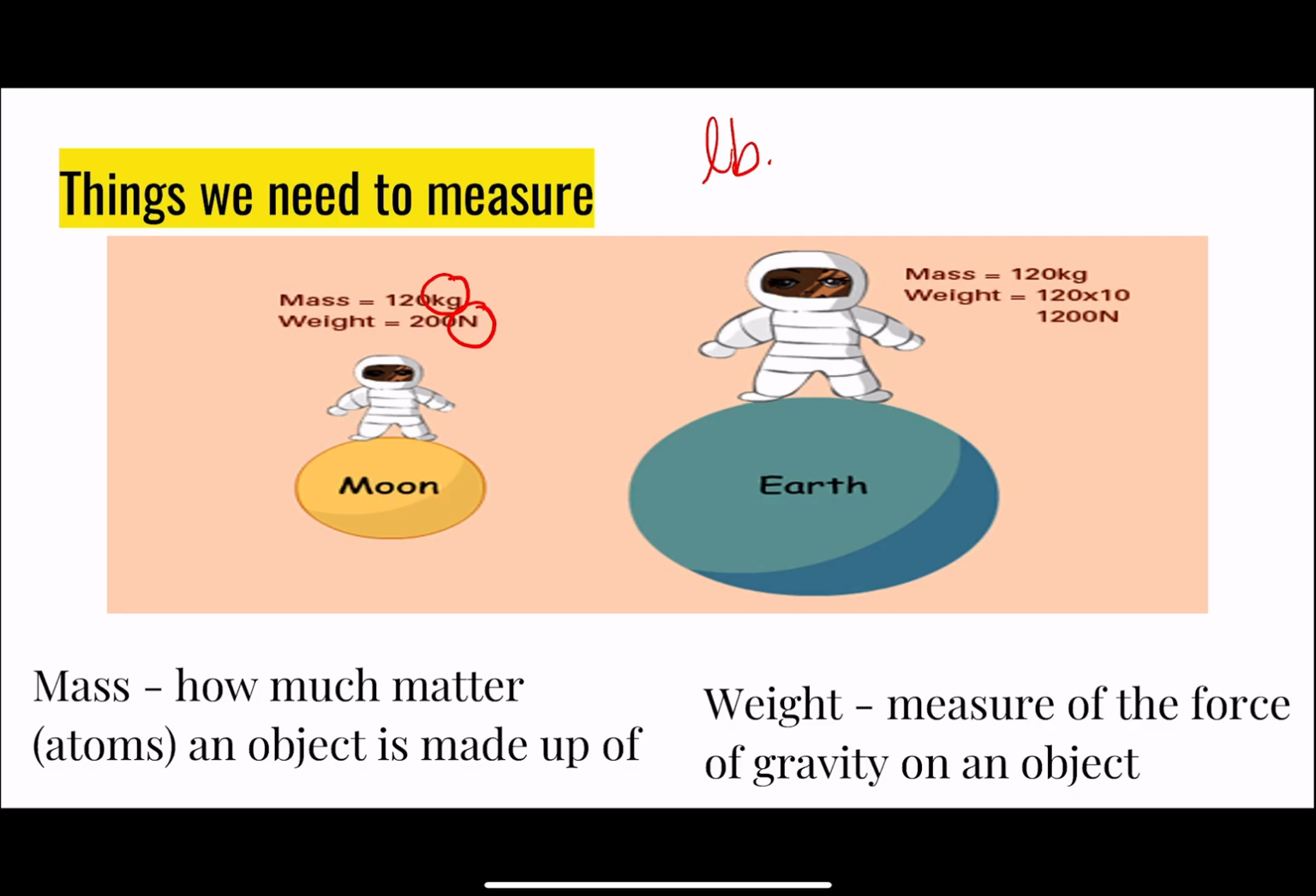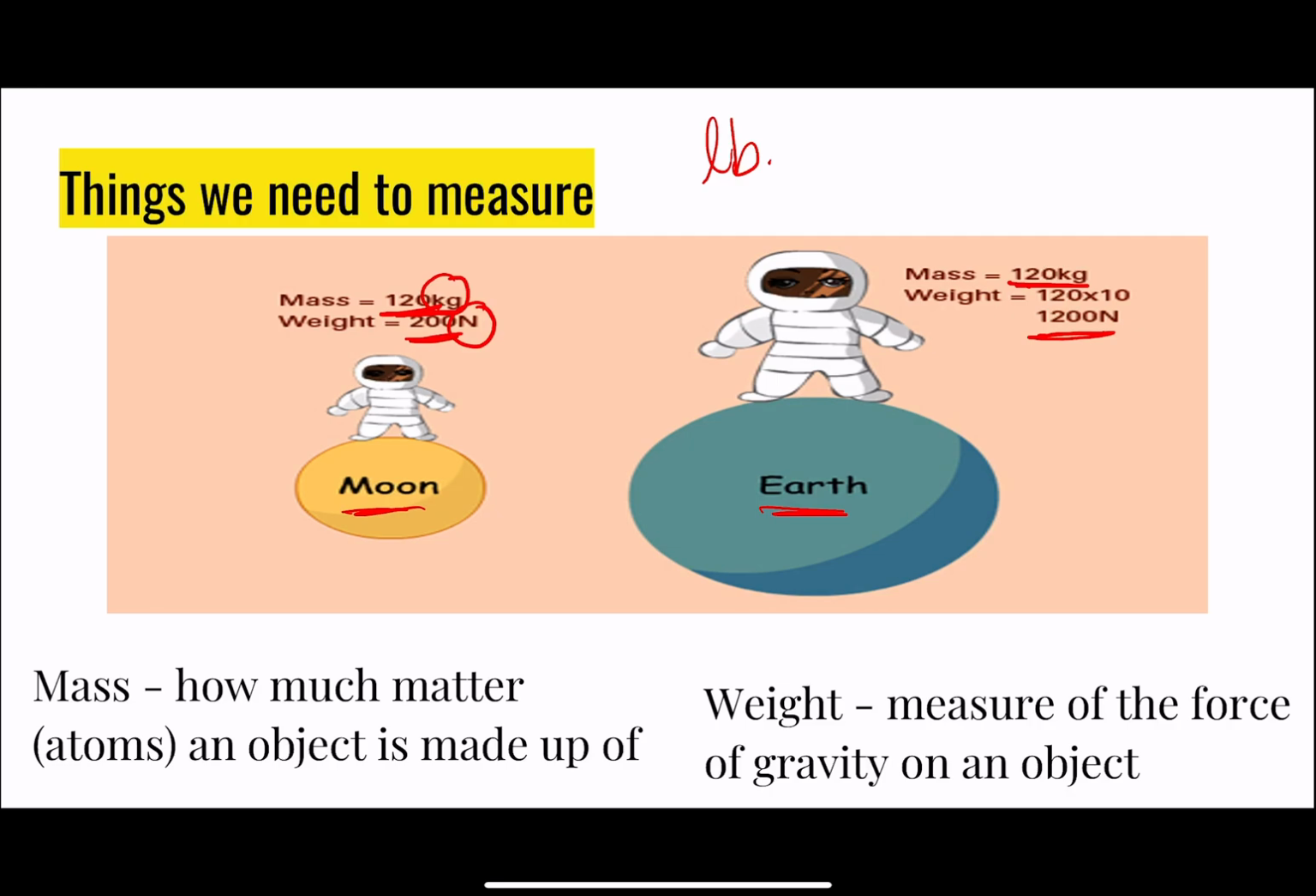The difference between mass and weight is that mass stays the same. If you look at the moon and the earth, this person has a mass of 120 on the moon and a mass of 120 on earth, because when you go from the earth to the moon, the number of atoms you have doesn't change. You're still the same amount of atoms, but the weight changes. Take a look at this: it's 1,200 newtons on Earth and then 200 on the moon.